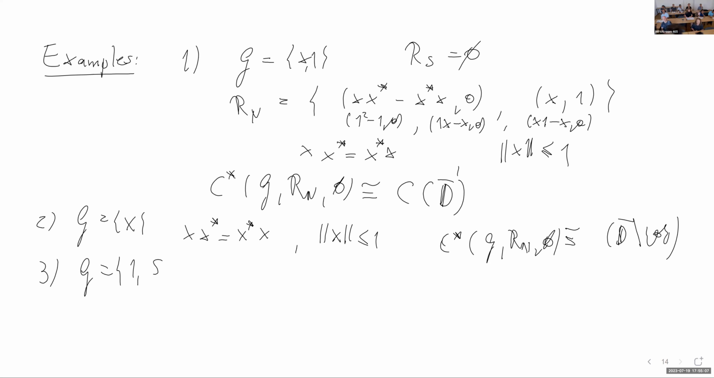What kind of relation, it's an ideal, to impose in order to get C0 on an open disk? I thought that this example would lead to the open disk. So you have to kill the ideal of functions vanishing on the boundary. Not at 0.